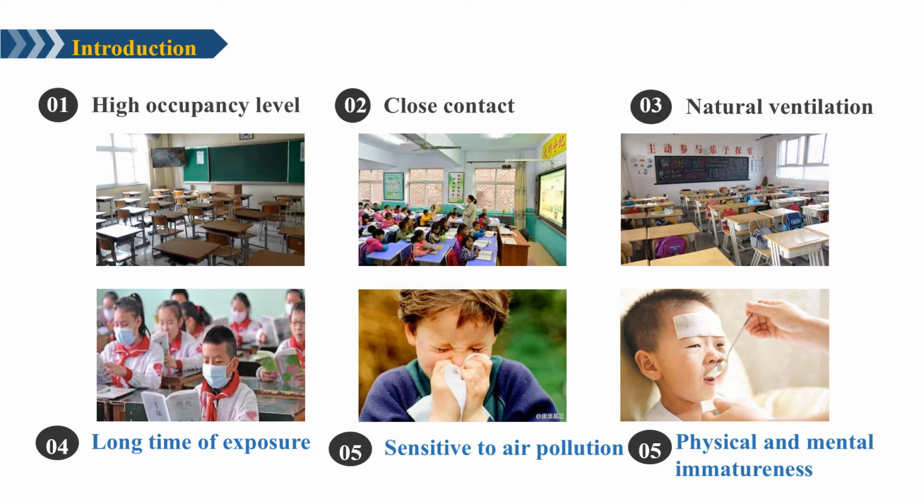Classrooms in elementary schools in China have natural ventilation systems. That means we have limited access to fresh outdoor air, especially when the doors and windows are tightly closed in winter. Students spend most of their time in schools. Therefore, the school environment must have a very important influence on their health.